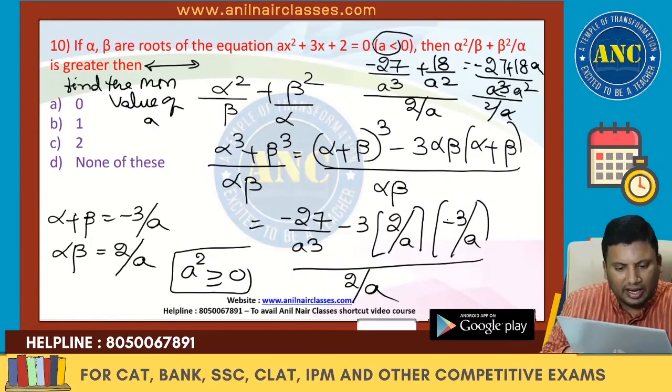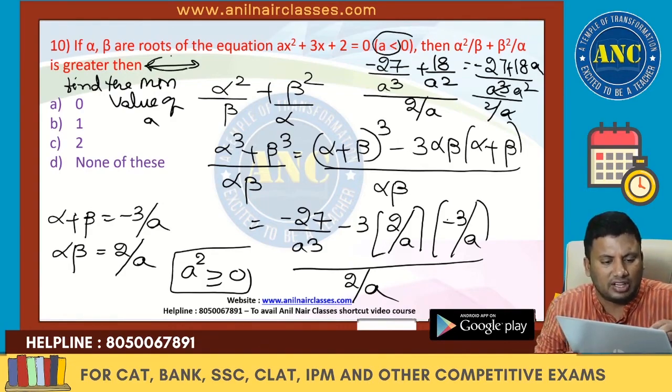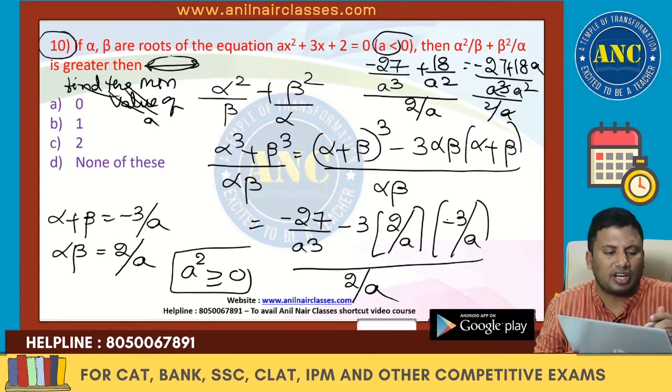I hope the idea is clear. Or probably what you can do is take some value of A and find out the value of alpha cube. That will be an elementary question. Find the minimum value of A. Something is missing in this question, which I will get back to in the second class. I will solve this question again with what is missing, right?